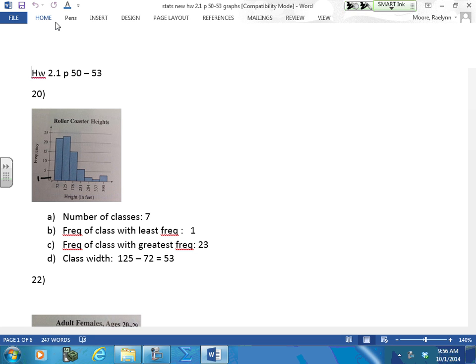The frequency of the class with the greatest frequency. Here's your class with the greatest frequency. Its frequency, if you estimate, 23, 24, somewhere in there.